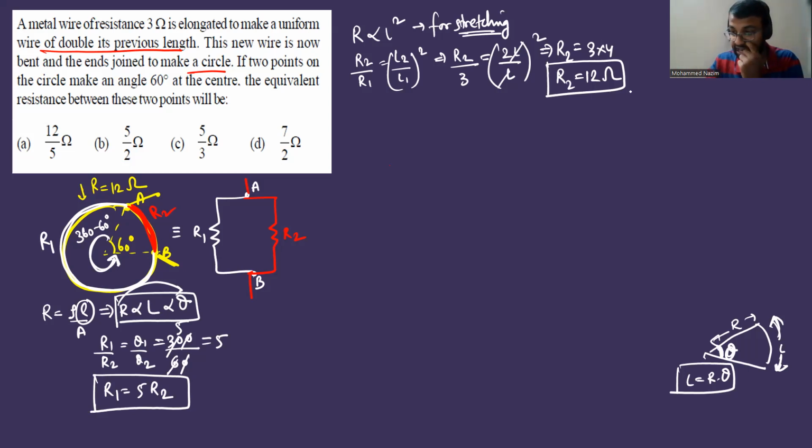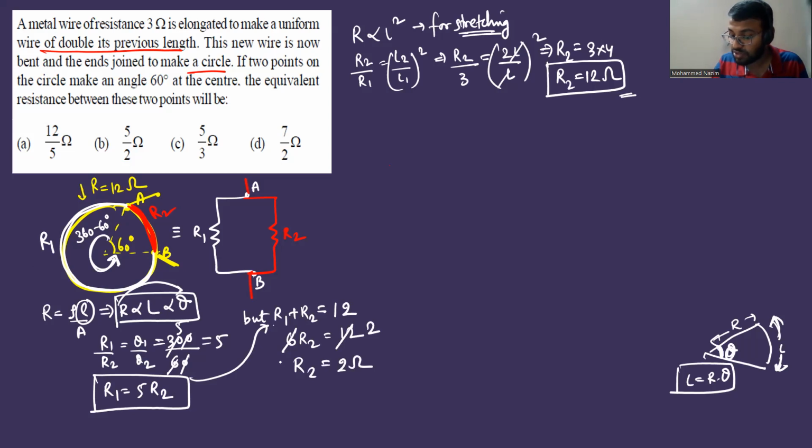Now, what is the total resistance of the whole wire? 12 ohm, isn't it? We calculated from here. So R1 plus R2 should be equal to 12 ohms. R1 you can put as 5R2. So 5R2 plus R2 will be 6R2 equal to 12. R2 is going to be equal to 2 ohms. And this implies R1 is 5 times R2, 5 into 2, that is nothing but 10 ohms. Now we got to know R1 and R2 values.